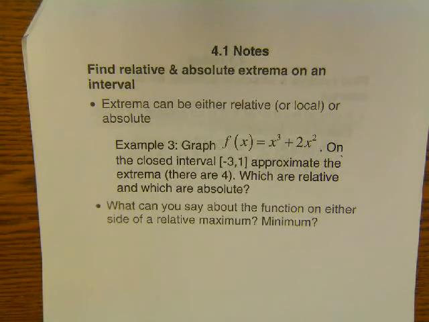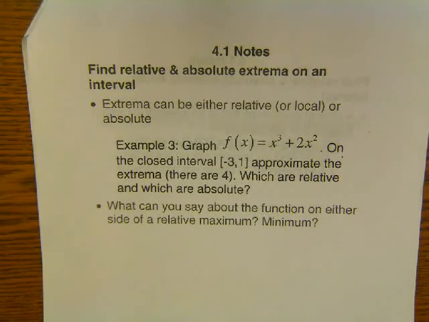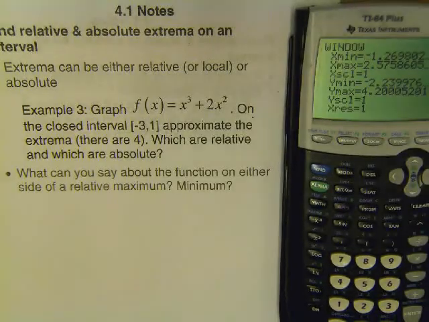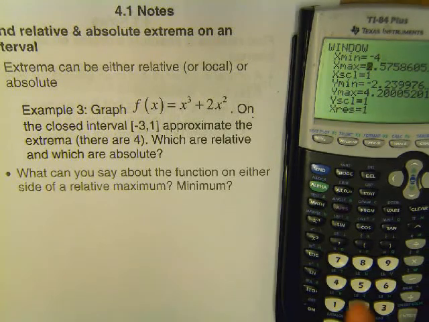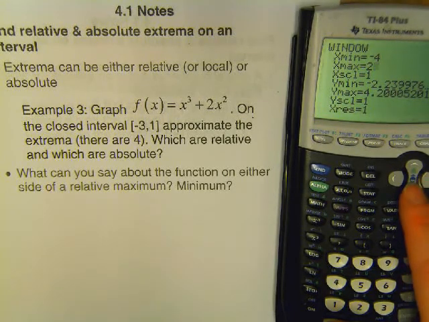Alright, so I'm going to put x cubed plus 2x squared on here. And we're only going to look on the interval negative 3 to 1. So I'm going to make this negative 4 to 2, just to see what happens. And I'll make this negative 10 to 10. We might need to adjust that. Oops, I have a scatter plot in there. I'm going to take that off.